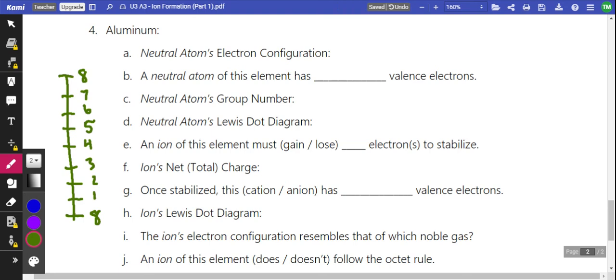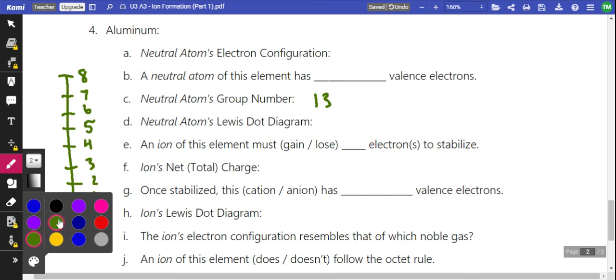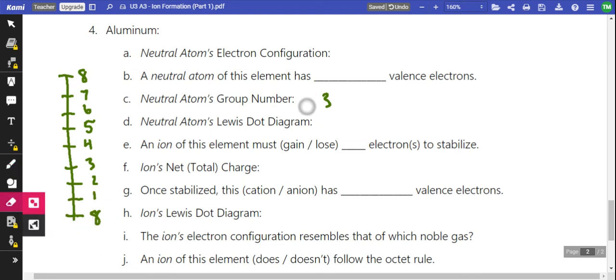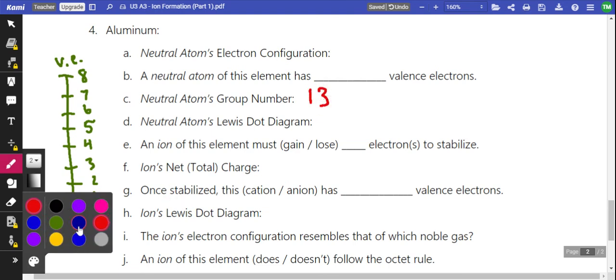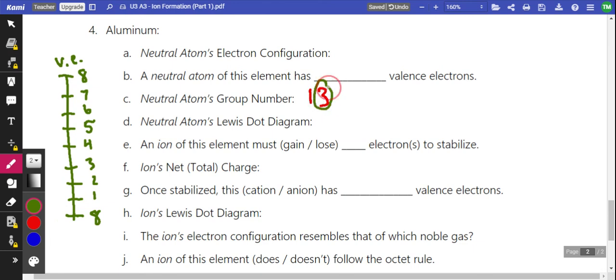Aluminum is in group number 13 on the periodic table, kind of like right after the D block in the 3rd row of the periodic table. Actually, let me change colors here. So this was our number of valence electrons. All right. Aluminum is in group 13. So it should have 3 valence electrons.